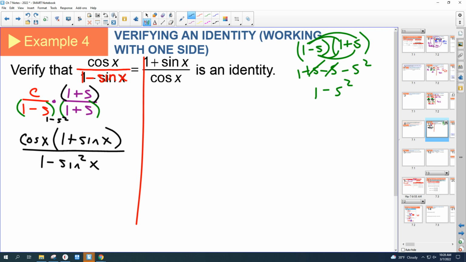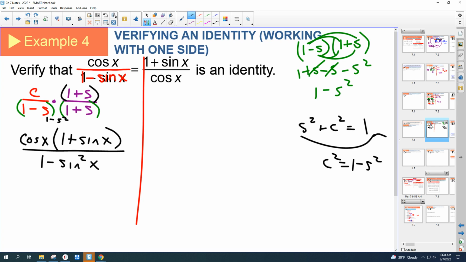We're 2 steps away, and some of you might be able to see what's going to happen. 1 minus sine squared. I told you, keep looking for a square and a 1. I've got a square and a 1 there. You know how sine squared plus cosine squared equals 1? Can we make that puzzle piece fit? If I just subtract that over, cosine squared equals 1 minus sine squared, right?